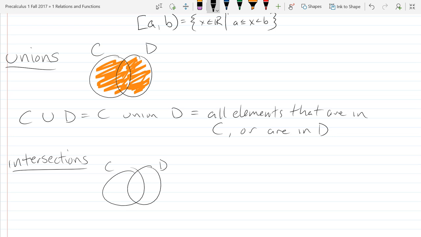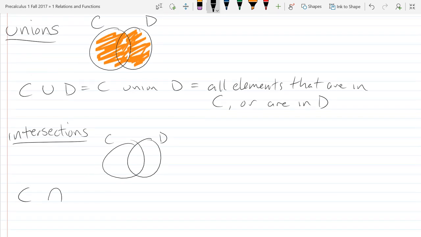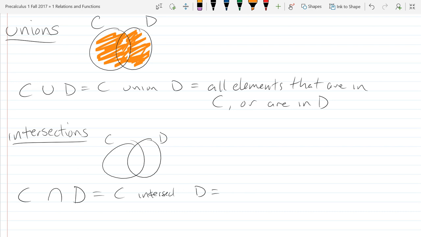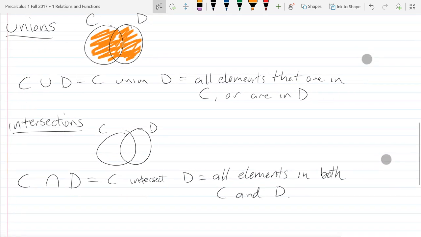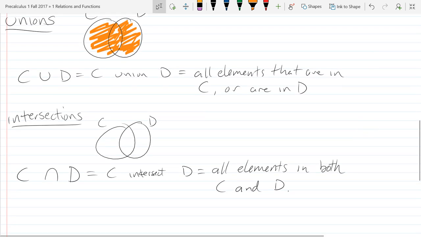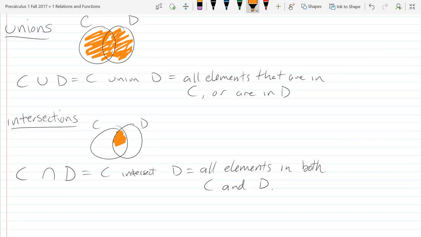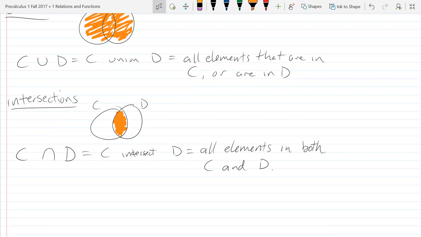So if we have the same C and D, intersection looks just like the union symbol, except it's flipped upside down. So to me, it looks a lot like an N with no tail on it. And this is C intersection, or intersected with D. It's probably better to just write intersect. And this is all elements that are in both C and D. And if we color it in, this is just the football shape region right in the middle. So there's the intersections.